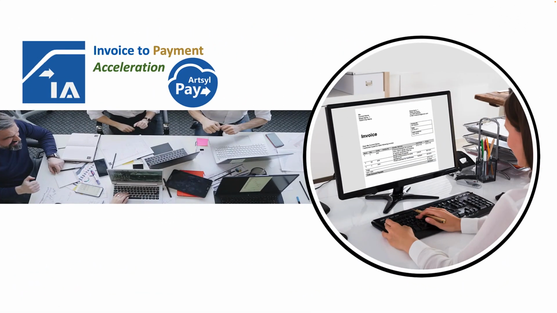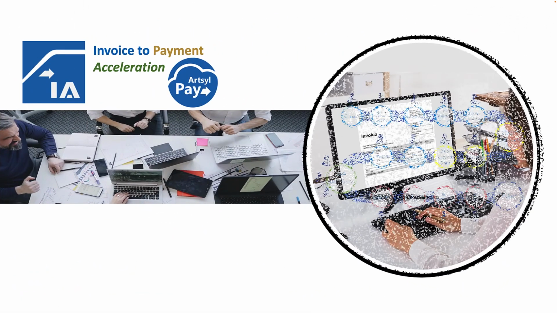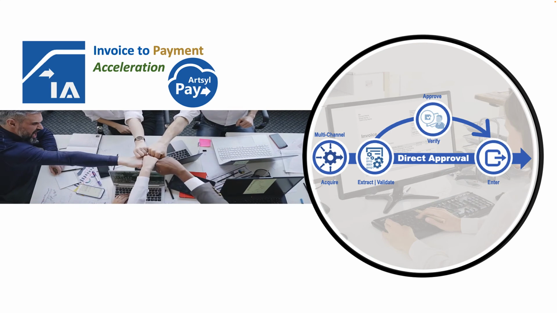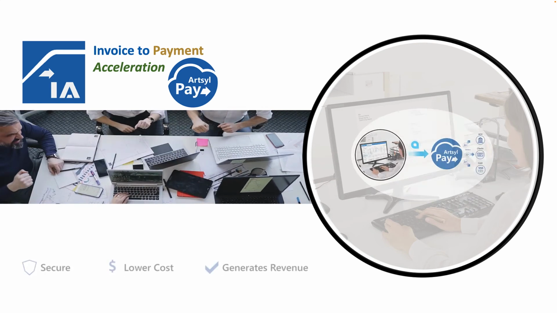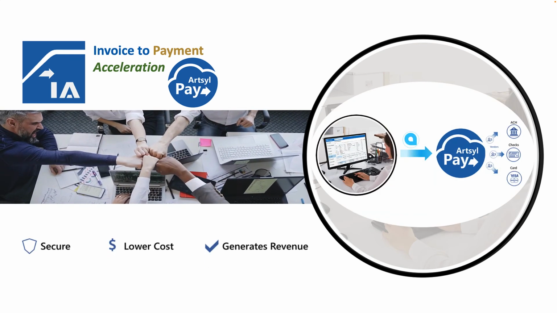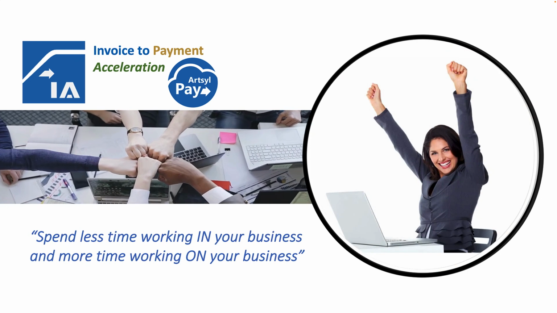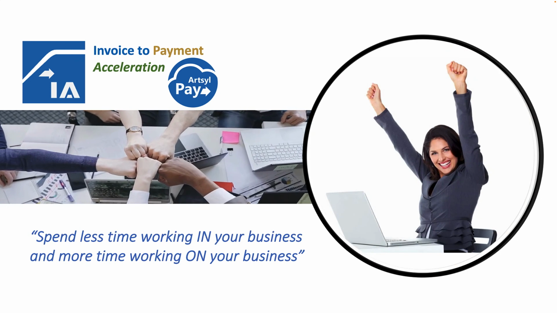So I hope you can see that with InvoiceAction you can easily transform your manual process like this into an automated process like this. And with ArtsylPay, you can extend the value of AP automation and generate revenue at the same time, which means now you can spend less time working in your business and more time working on it.